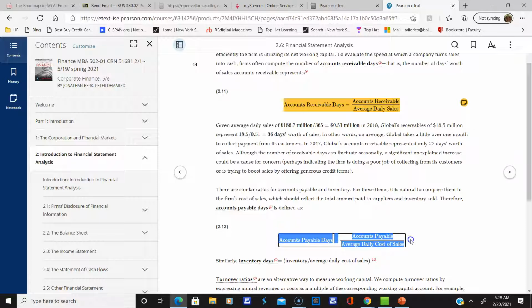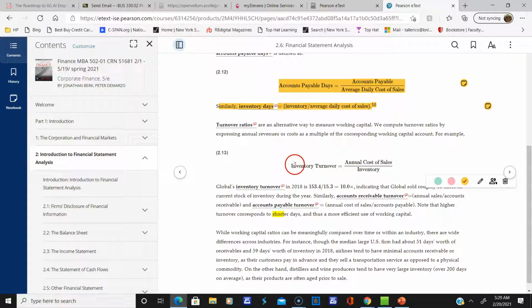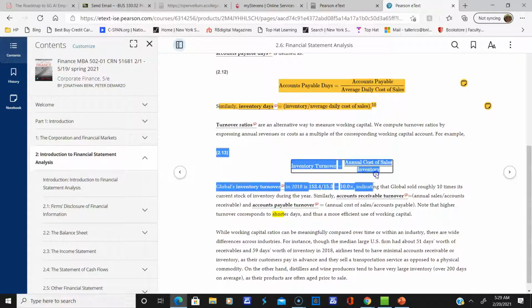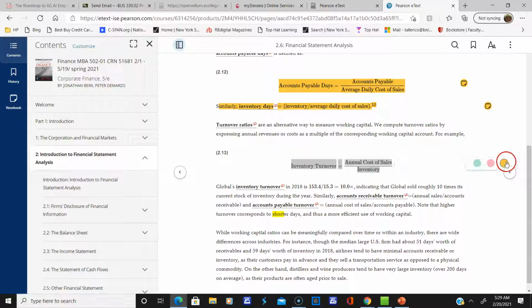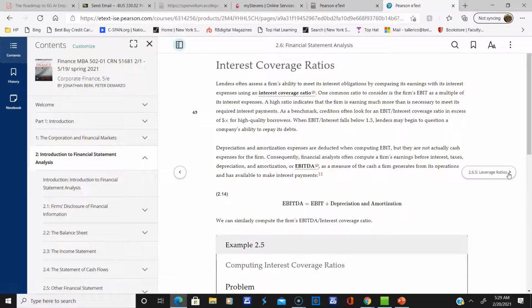All right, accounts payable days, again, balance sheet divided by income statement here, okay? And then there's inventory days, which is basically inventory over average daily cost of sales. Again, balance sheet, right? Inventory turnover, annual cost of sales over inventory. Annual cost of sales is income statement, and this is the balance sheet. Okay, here's the numbers. You should make a table now of all these ratios, okay?